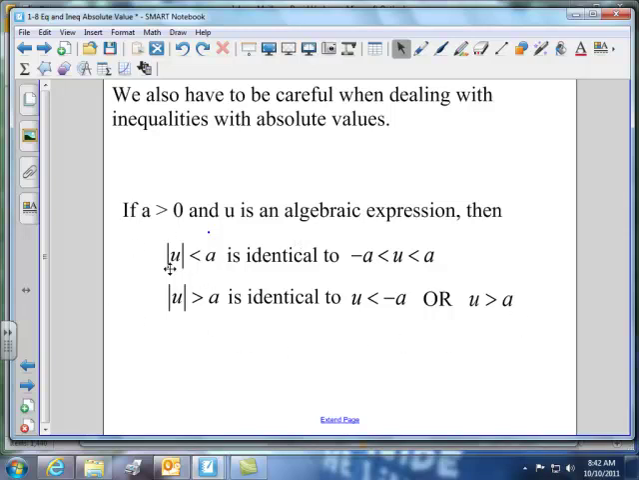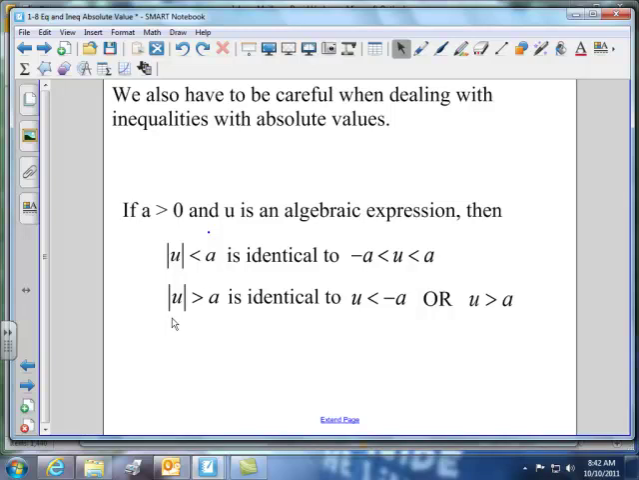If you have that the absolute value of u is less than a, and this also applies to less than or equal to, then that is identical to what's called a conjunction. If you recall, we saw some conjunctions in here, where we say that u is between negative a and positive a. That's another way of saying that negative a is less than u and u is less than a. But it's easier to write this as a conjunction.